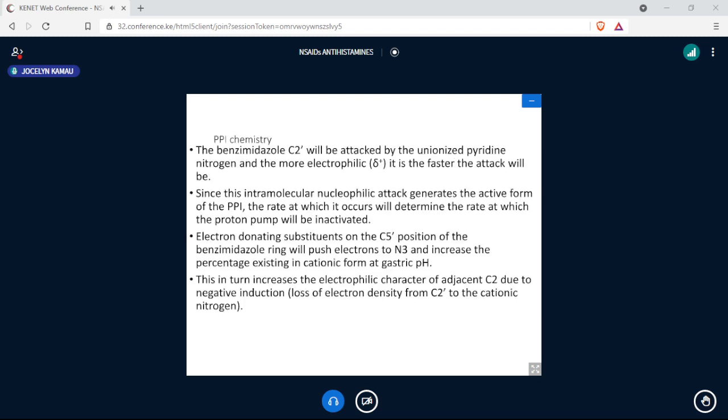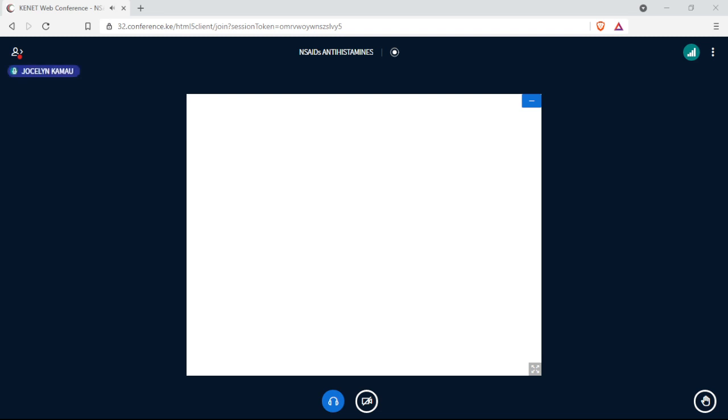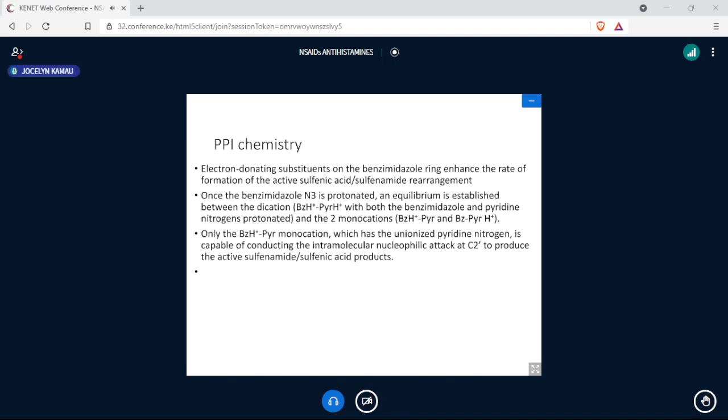That one we have already looked at. Electron donating substituents on the benzimidazole ring, I think we have looked at that. Once the benzimidazole is protonated, an equilibrium is established. This I had already explained. So there will be an equilibrium between that which is protonated and that which is protonated. It will be in equilibrium with either of them. When this is protonated, the other one is not protonated, and when the first one is not protonated and the second one is protonated, that's just the equilibrium.